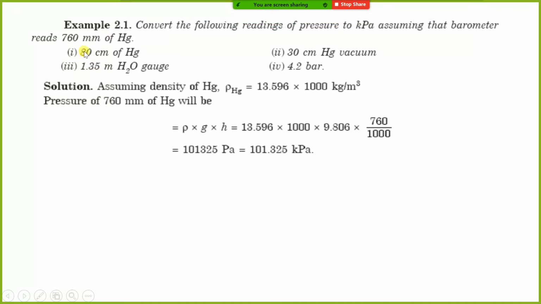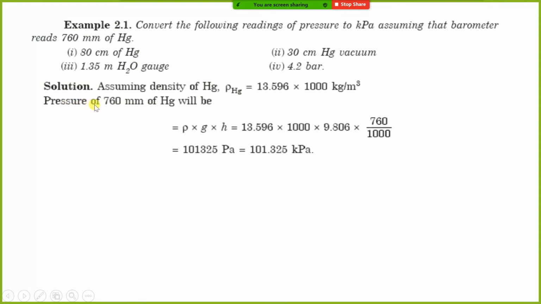Let's convert 760 mm of Hg into kilopascal first. Assuming the density of mercury is 13.596 into 1000. 13.596 is the specific gravity of mercury. If you multiply the specific gravity with the density of water, we get the density of the substance. Therefore, the density of mercury is 13.596 into 1000 kg per meter cube.